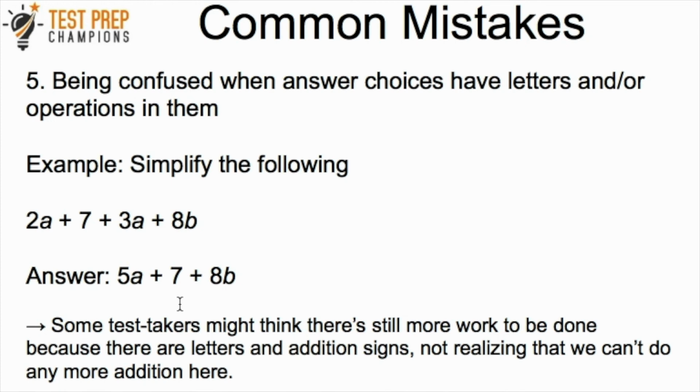So a common mistake would be not realizing that we can't do any more addition here, and that you might see answer choices that are just left like this, 5a plus 7 plus 8b. So don't be thrown off or confused if you see answer choices that still have the letters or the operations in them. Not everything's going to come out with a nice even number. Sometimes you're just going to be left with a's and pluses and minuses, and that's okay.